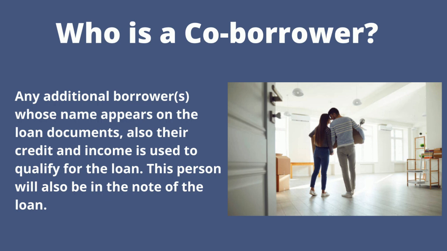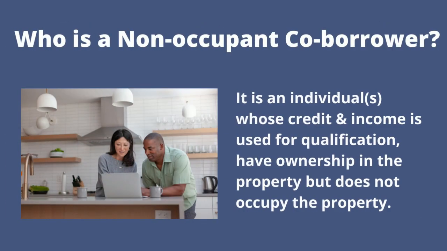There's also another type of borrower that can be done on a residential mortgage, and that is a non-occupant co-borrower. This is an individual whose credit and income is used for qualification. They have ownership in the property, but they do not occupy the property. This is very often when you have parents that co-sign for the son or daughter for a loan, meaning that their credit and income is used for qualification. They will have ownership of the property, but they don't occupy it.